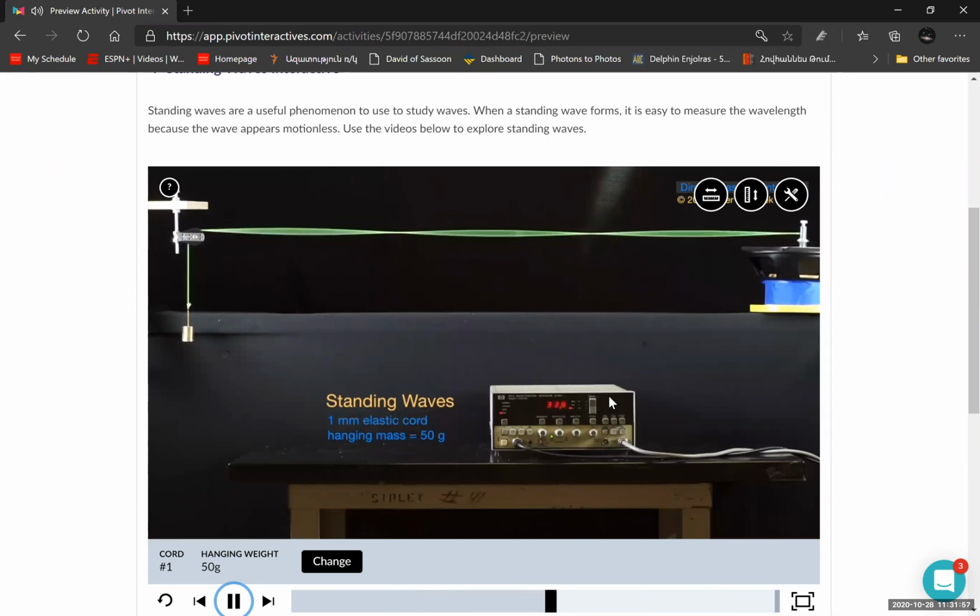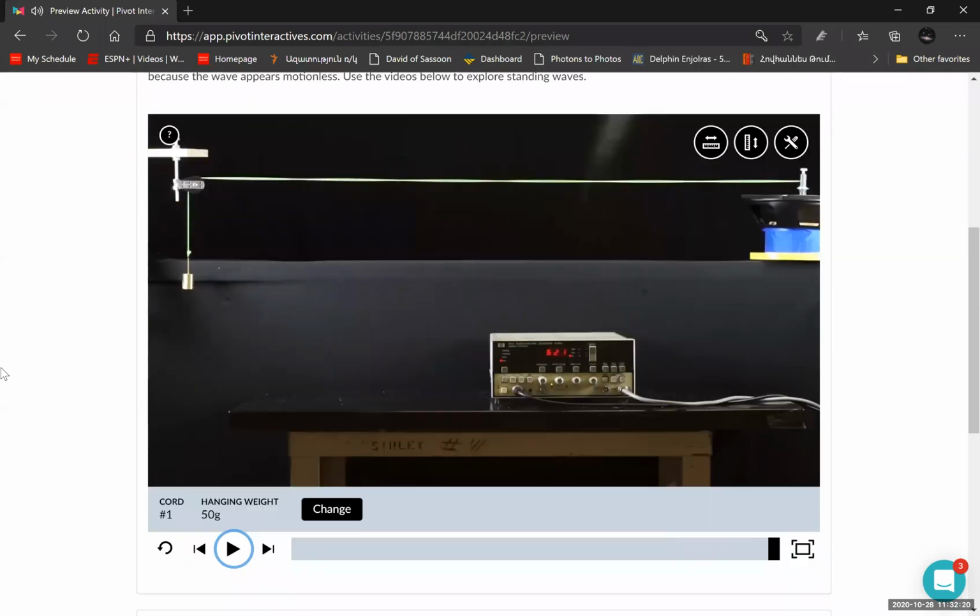That means we now have n equals 3. Then we get n equals 4. Then let's see if we get n equals 5. There you go, n equals 5. And n equals 6, there you go. That means we can get all the way to n equals 6.